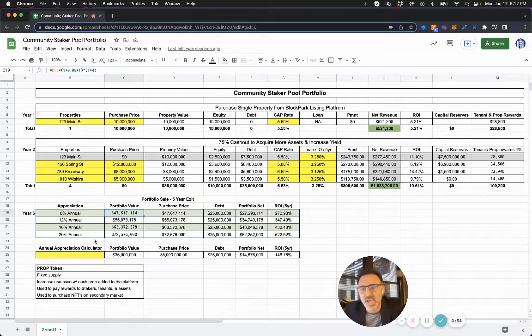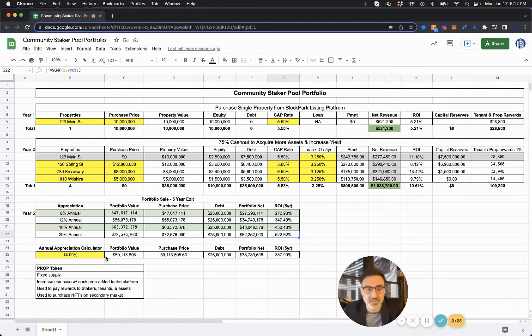ROI. The average ROI, or the average appreciation nationwide, is about 14%. So if you do that, you're looking at a return on investment of 387%, and the portfolio net would be $38,800,000. If it's a place like Las Vegas, you can be looking more like 20%, and now you're looking at a 522% return on investment, $52 million net.